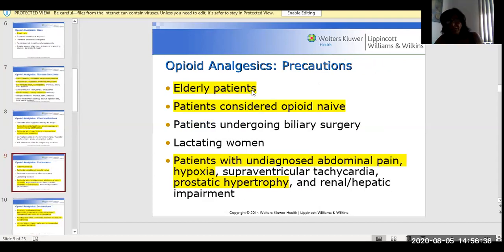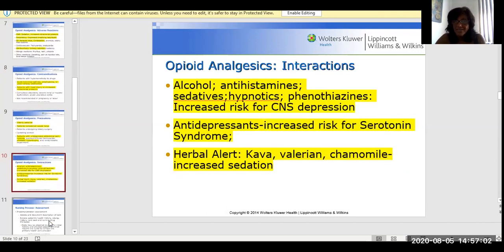Precautions, be careful giving it to old people. Patients considered opioid naive, and I explain that in the lecture. People who've never had opioids before, right? And I go in and talk about these things and why. Undiagnosed abdominal pain, hypoxia, not enough oxygen, prostatic hypertrophy, because they're retaining urine, and opioids will make them retain more urine. And I explain it all in the video. So the things that are highlighted are the things that you need to know.